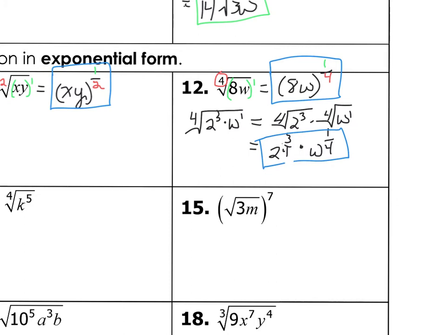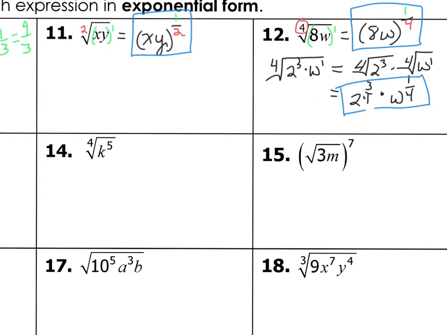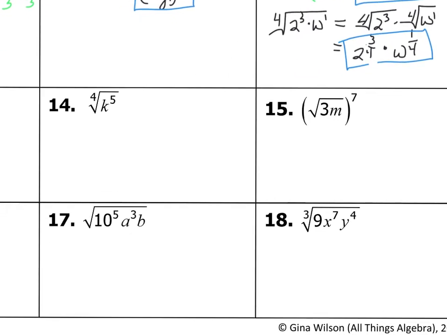Okay. Then you need to do 14 and 15 on your own using all that we've talked about. So pause the video, try 14 and 15, and then check your answers. All right, so for 14, you should have k as your base. For your fractional exponent, k is being raised to the 5th, so that goes in the numerator, and the index is 4. And so that's all there is to number 14. That one was a pretty easy one.